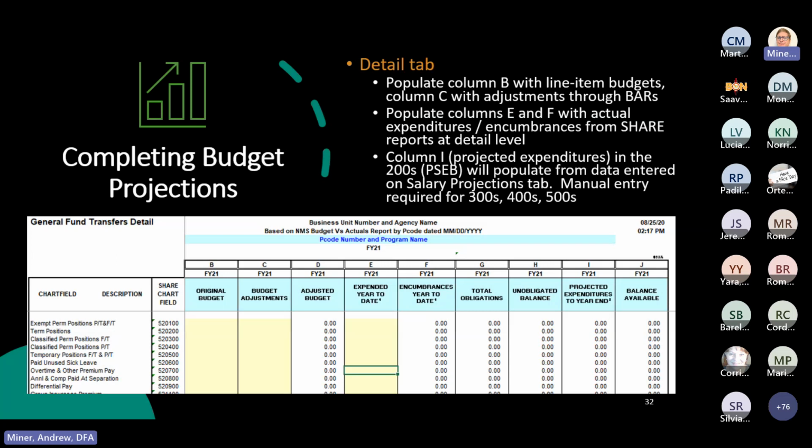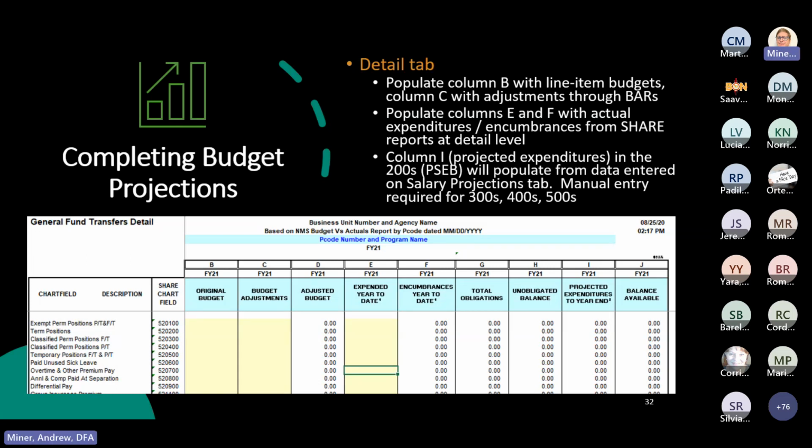E and F are your expenditures and encumbrances from SHARE. You'll need to print the report at the detail level, and we'll show you that tomorrow morning. But if you do things at the detail level, that's how you get your actual expenditures and encumbrances at that 6-digit line item level.